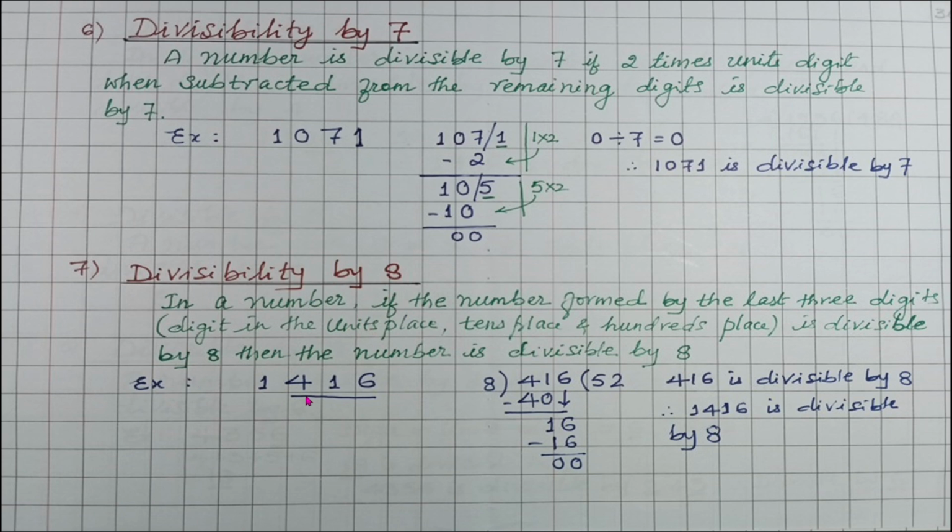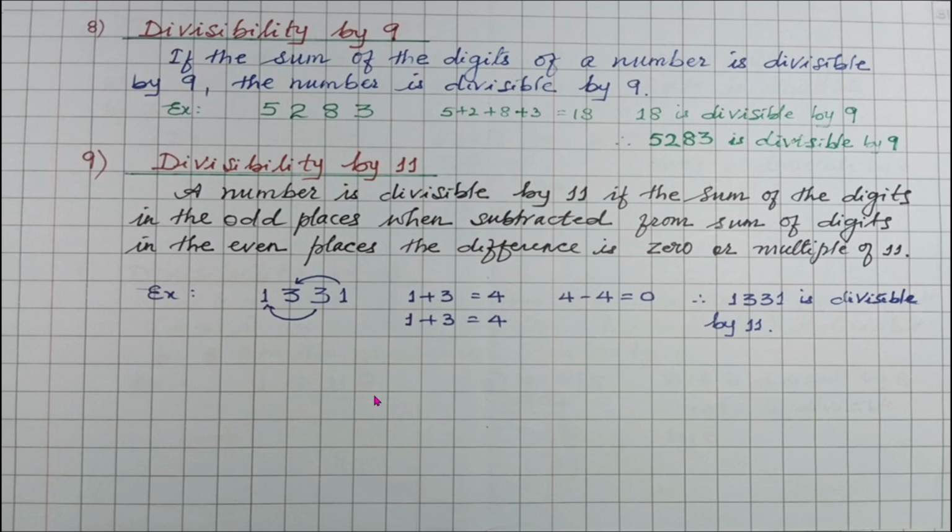Now divisibility by 8. In a number, if the last 3 digits, 416 here in this case, are divisible by 8, then the number is divisible by 8. So the number 1416 is divisible by 8 because the last 3 digits 416 are divisible by 8.